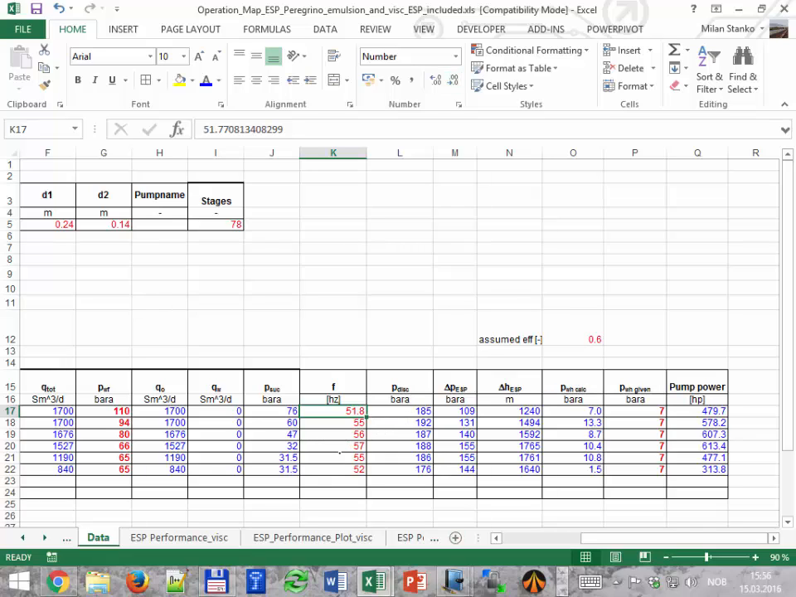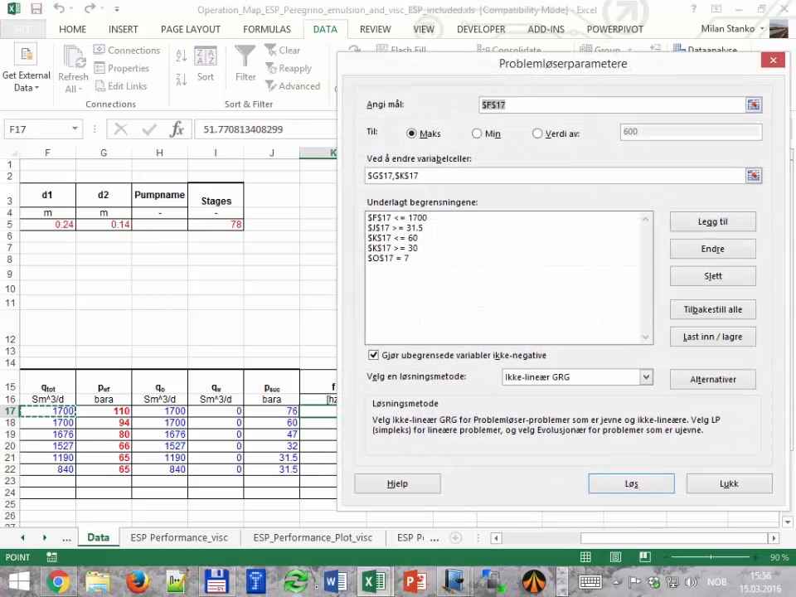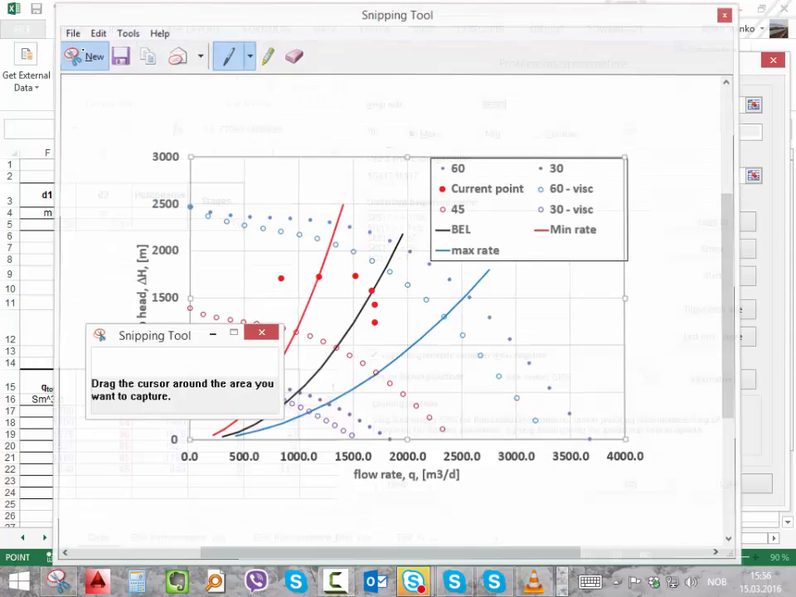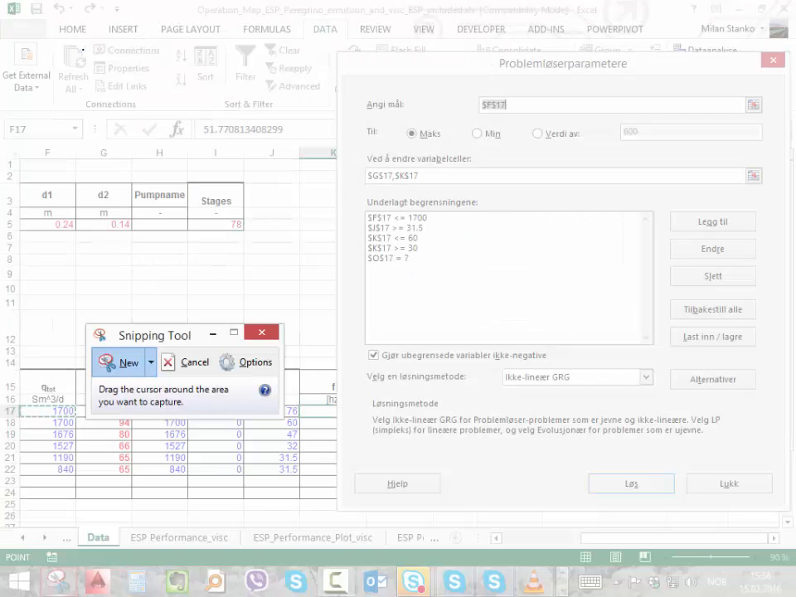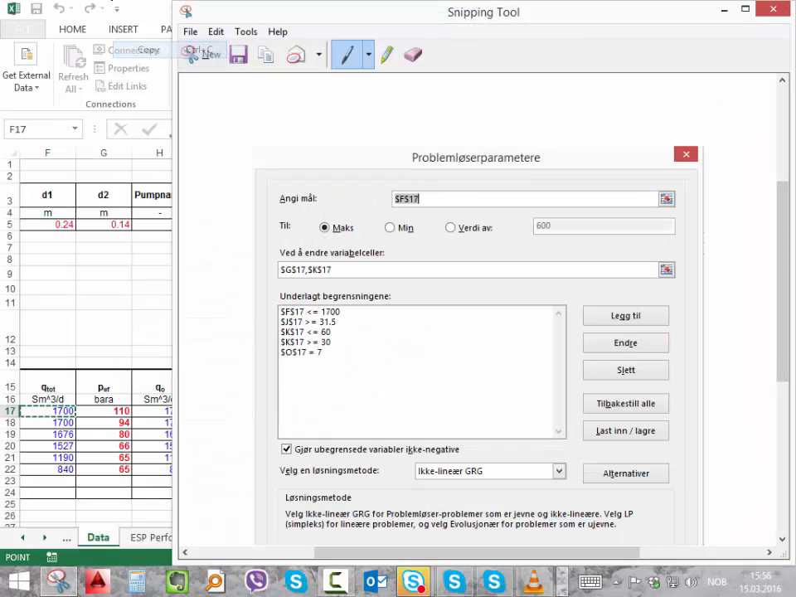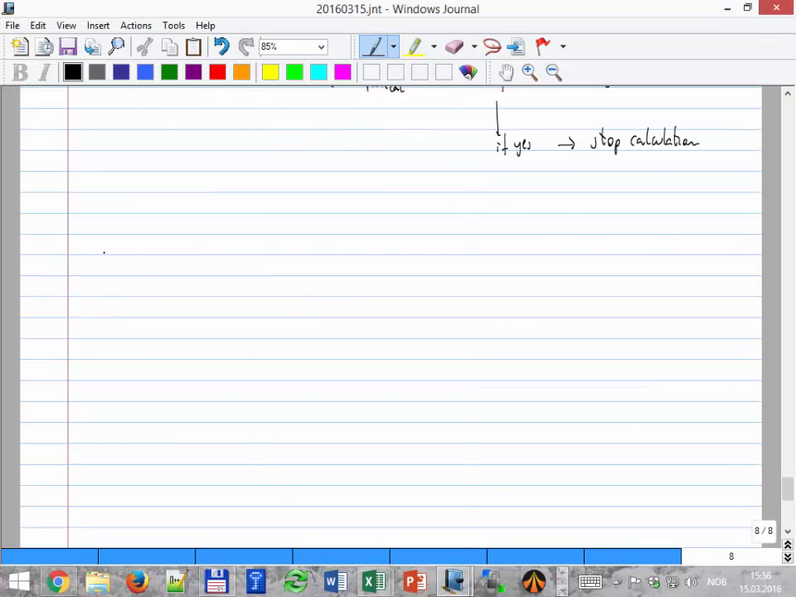Okay. So let's take a snapshot of the solver. I think it's important to note that's actually what all of these programs, GAP and PipeSim, are doing. They are solving a problem like that. When you give the constraints, you try to maximize production. That's what they are doing. So let's make a comment here on that.